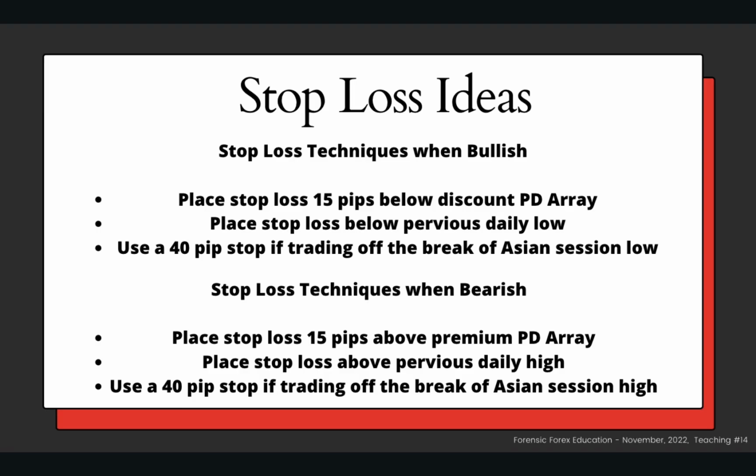Here are some stop loss ideas for intraday trading. When bullish, place a stop loss 15 pips below a discount PD array. Place a stop loss below a previous daily low. Use a 40 pip stop if trading off of the break of the Asian session low. Some techniques when bearish. Place a stop loss 15 pips above a premium PD array. Place a stop loss above a previous daily high. Use a 40 pip stop if trading off of the break of the Asian session high.